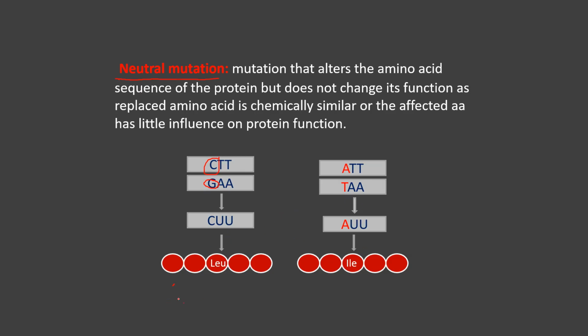CUU calls for leucine, right? AUU calls for isoleucine. Isoleucine and leucine are very chemically similar. So even though it's technically different, and that protein is going to be slightly different, it is still so close to what it should be that it doesn't matter. Hence, the mutation is neutral. Yes, it's a change, but it doesn't matter, right?